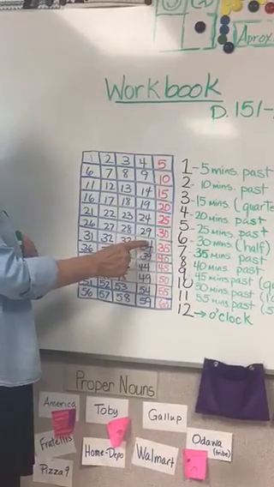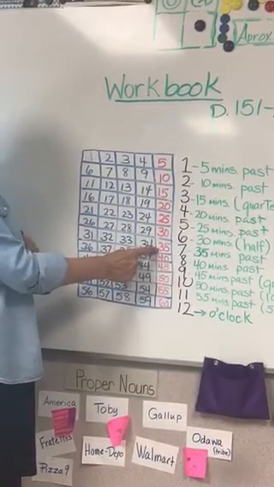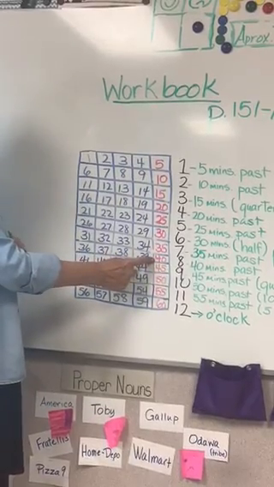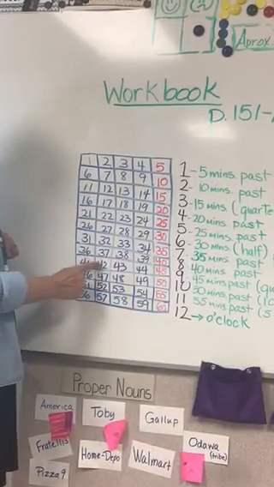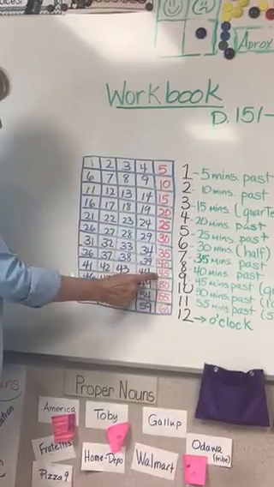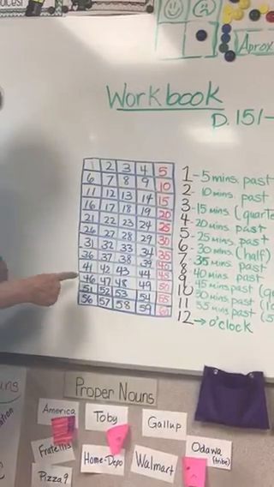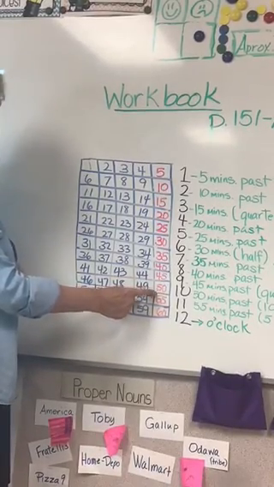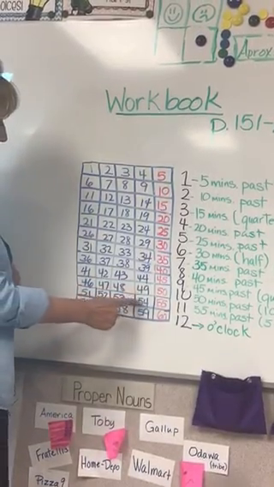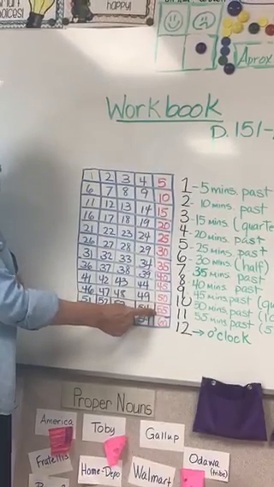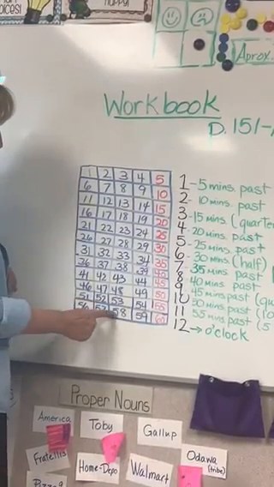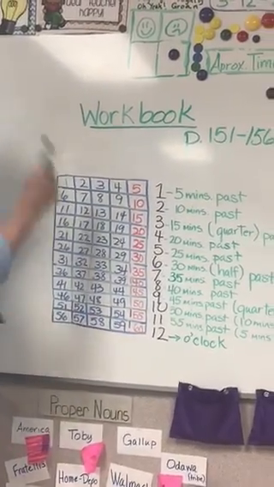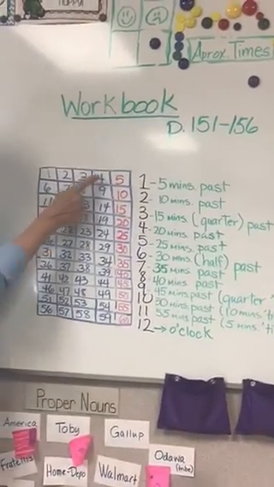I don't go really fast. 35, 36, 37, 38, 39, 40. Good. 41, 42, 43, 44, 45. 46, 47, 48, 49, 50. 51, 52, 53, 54, 55. 56, 57, 58, 59, 60. Good. Let's try it by 5s.